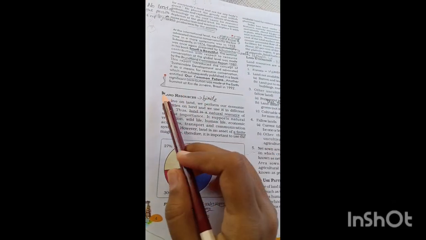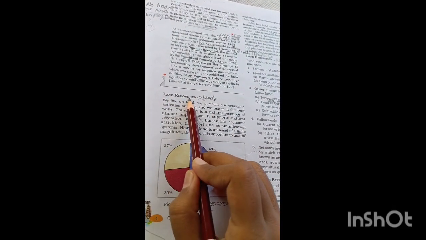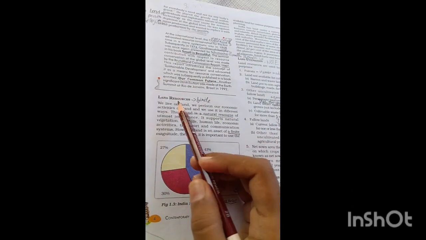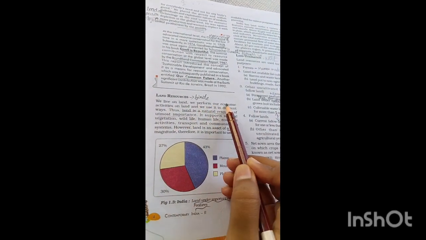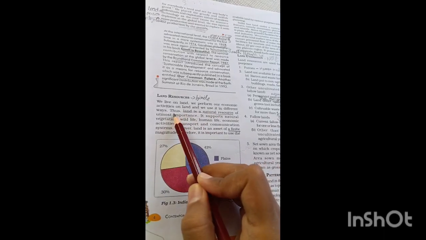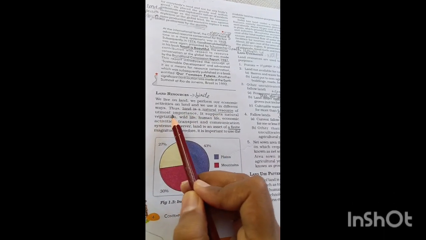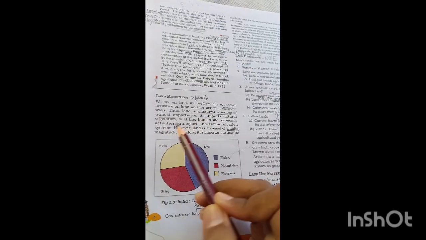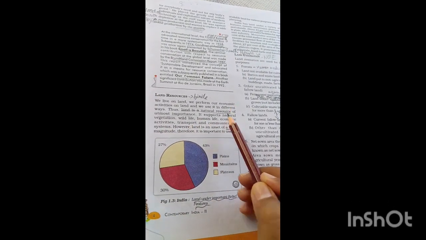Land resources. Now we have seen about resources. Now we will see about land resources in general, and in particular, then we will see about the soils. We live on land. We perform our economic activities on land. We use it in different ways. Thus, land is a natural resource of utmost importance. It supports natural vegetation, wildlife, human life, economic activities, transport and communication systems.